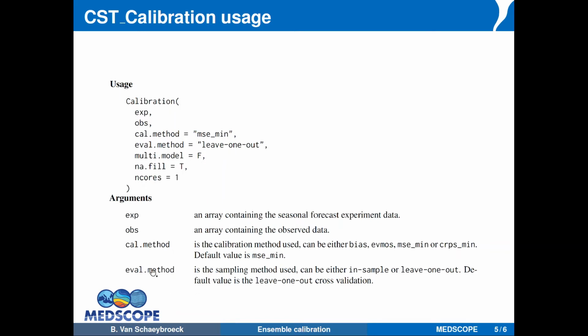The evaluation method pertains to the distinction between the training dataset and the evaluation datasets. So typically they should be independent, and that is when you have the leave one out option, but they could also be the same, and then you have to use in sample.